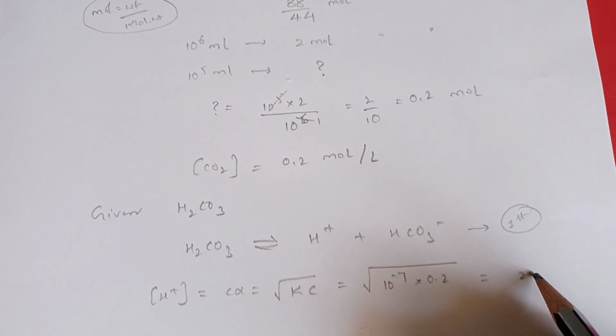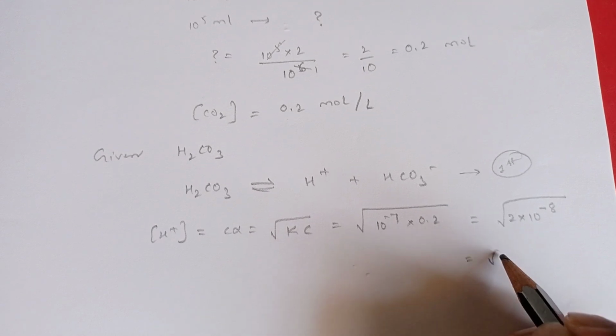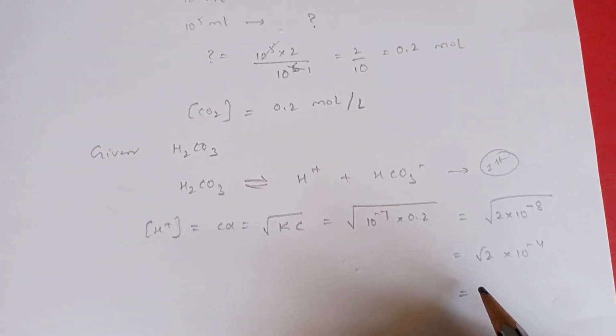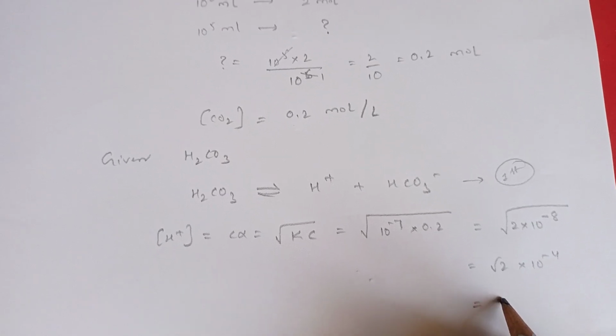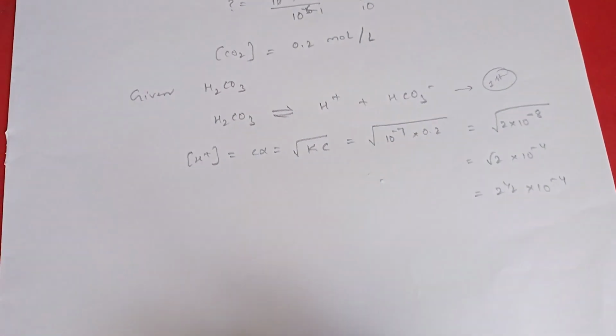So it is simply the square root of 2 into 10 to the power of minus 8. So root 2 into 10 to the power of minus 4, that is 2 power 1 by 2 into 10 to the power of minus 4. This is the H plus concentration.